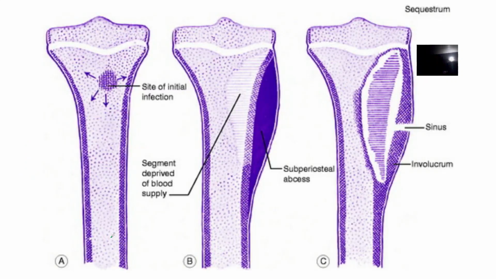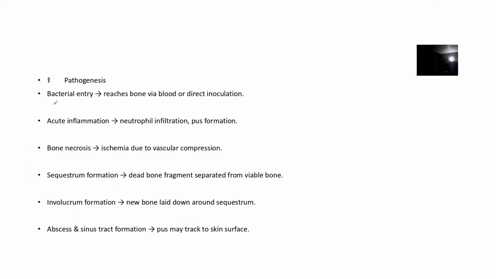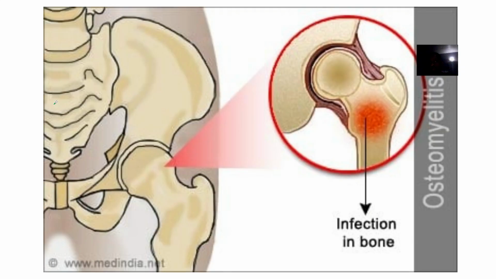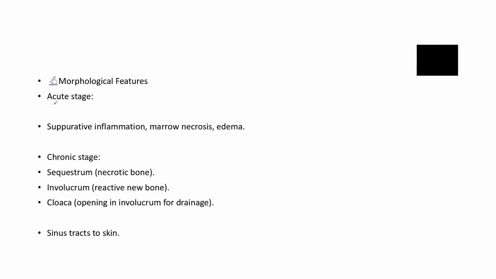Okay, so pathogenesis: the bacteria has to enter you first, then there's inflammation, there's bone necrosis, the sequestrum will form, involucrum will form, that's new bone, then there's abscess formation, then a sinus tract is formed to leak out the pus from the place. Okay, so morphological features, in the acute phase you could actually see suppurative inflammation, then marrow necrosis and edema.